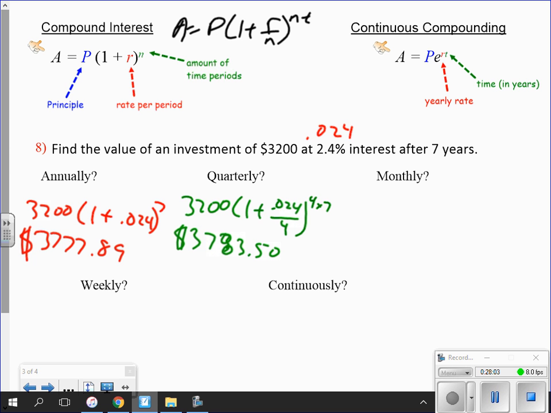Monthly. What would N be for monthly? 12. What would weekly be? 52. 52 weeks in a year. Okay. Do monthly, weekly, and do continuously. Use the continuous compounding equation.